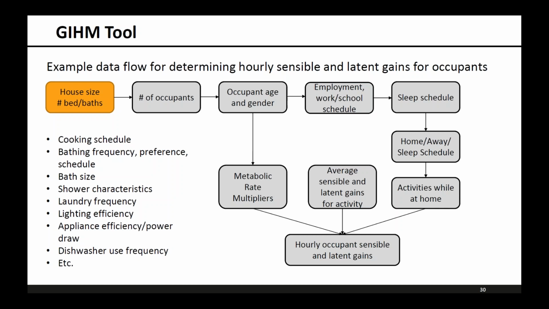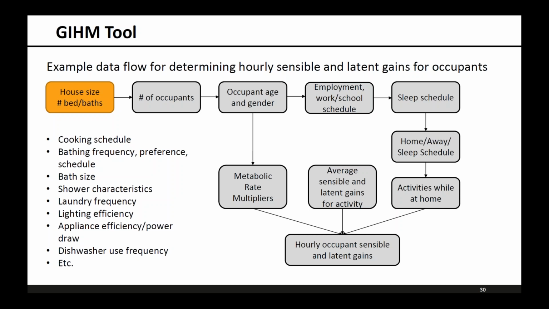Moving to the right, the GIM tool then decides whether the occupants are adults or children and their gender, and continuing to move on to the right, it develops a work schedule or a school schedule if necessary, if the occupants are employed, moving on to sleep schedules, all the way down until we've got an hourly profile for each occupant that tells us whether they're in the home or away, and if they're in the home, what activity they're doing.